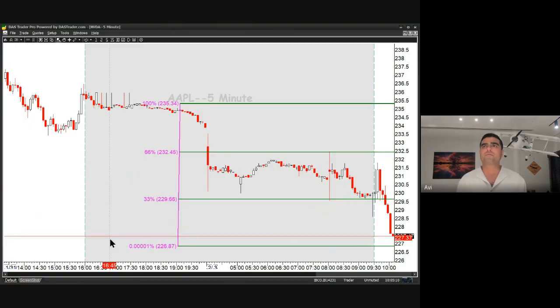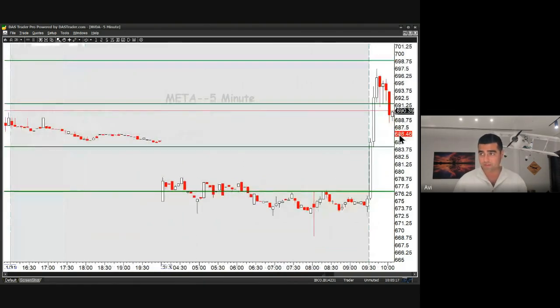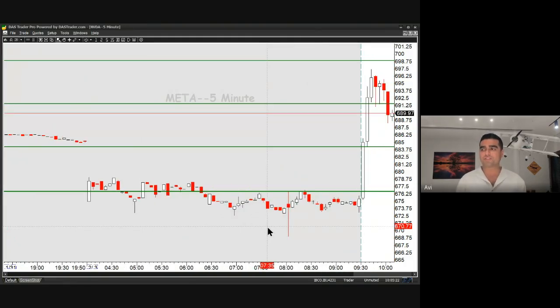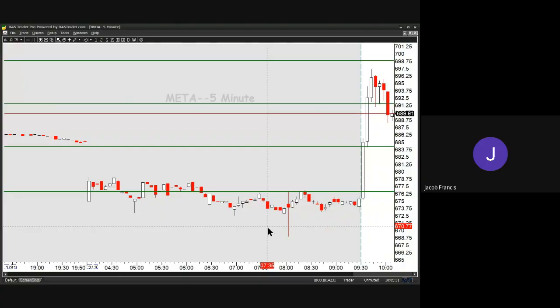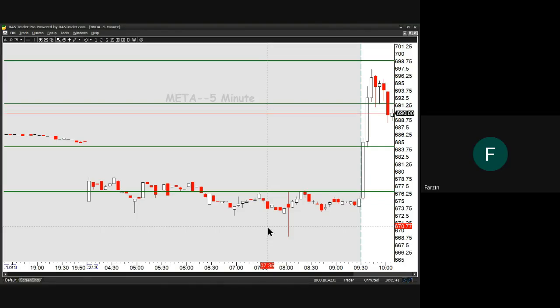What else do we have? Here's another good one. Anyone see a reversal on Meta? Would anyone short this? Leon, you're on Tesla. Nice. Yeah, go ahead, Tesla. Go ahead. Anyone want to talk about Meta here? Why would you short this? It's at the level it did check, retested.